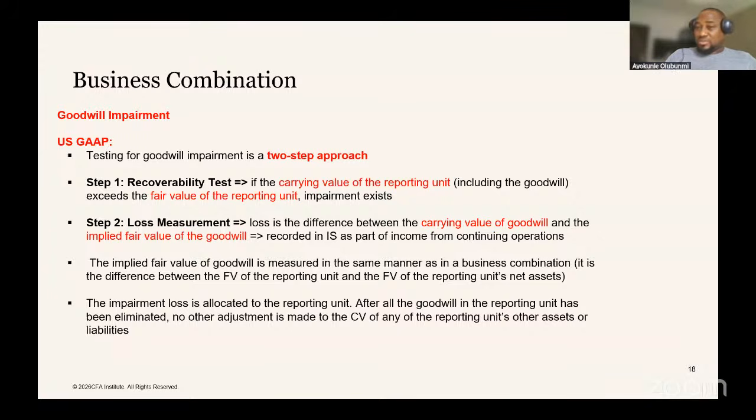So based on today's information, let's assume that the reporting unit is worth $100,000, right? And then the implied goodwill is what? $80,000. So that means there's a difference. Let's assume that the implied goodwill was 80,000, carrying value is 100,000. So that means there is what? There's a loss of what? Of 20,000. And we actually expense it in the income statement.